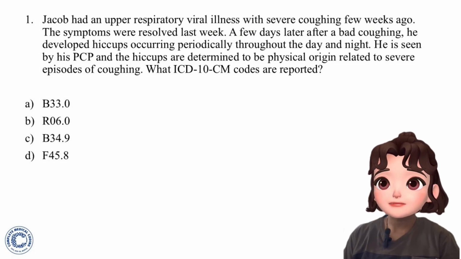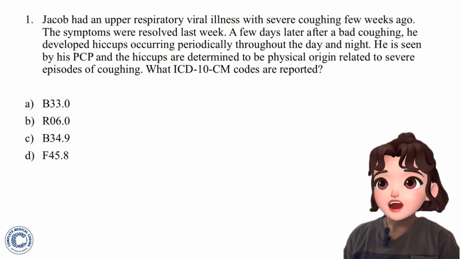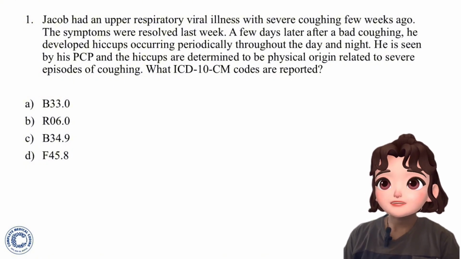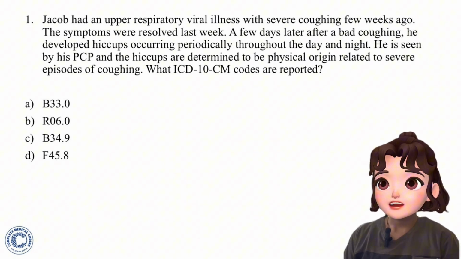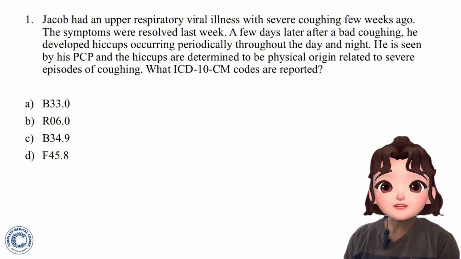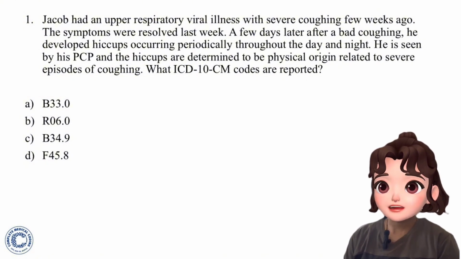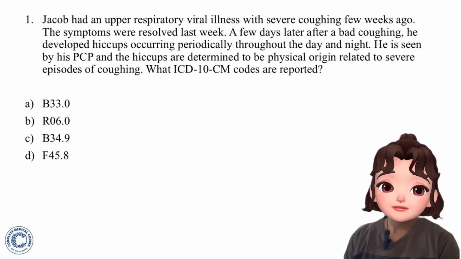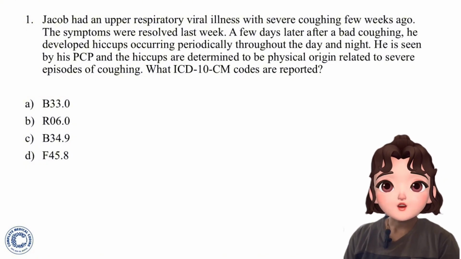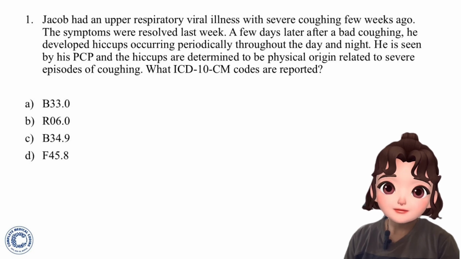Jacob had an upper respiratory viral illness with severe coughing few weeks ago. The symptoms were resolved last week. A few days later, after a bad coughing, he developed hiccups occurring periodically throughout the day and night. He is seen by his PCP. PCP means primary care physician. And the hiccups are determined to be physical origin related to severe episodes of coughing. What ICD-10-CM codes are reported?